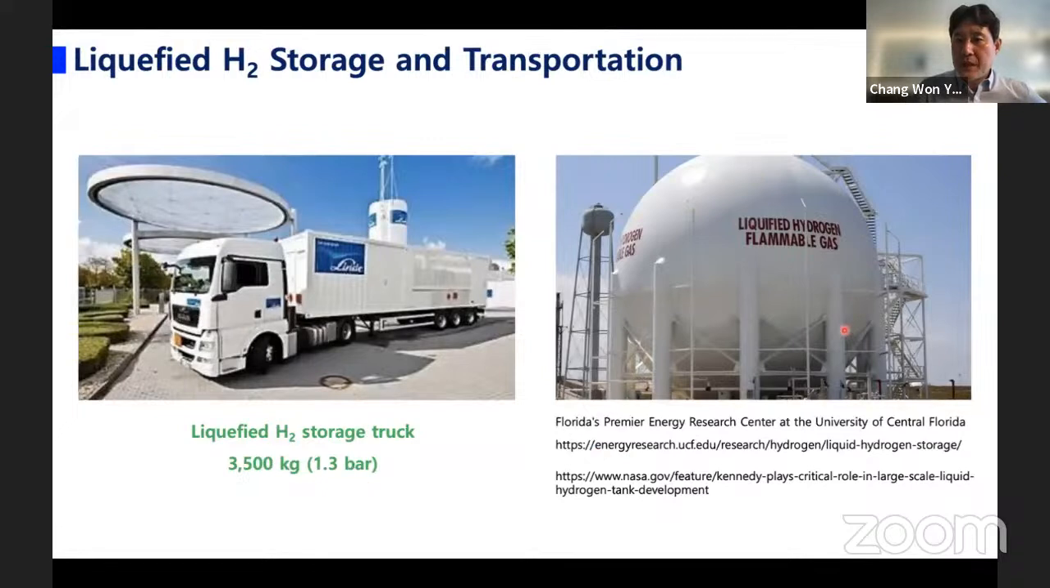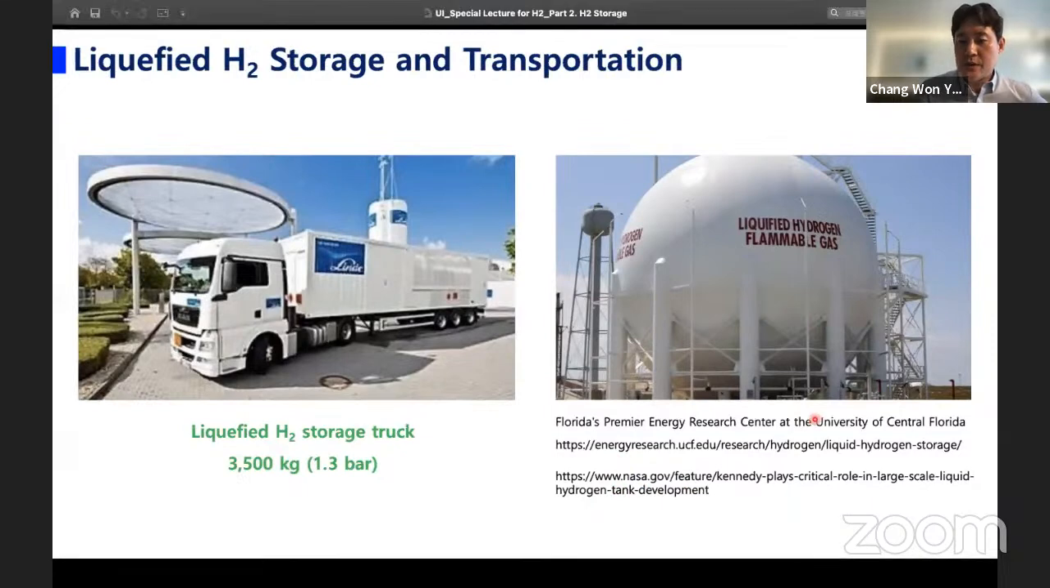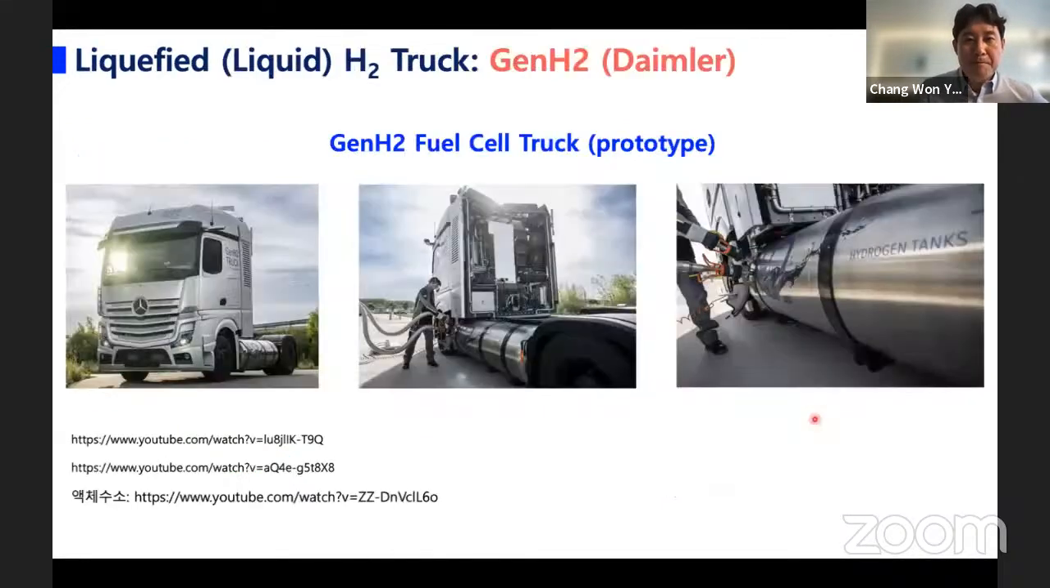And that picture shows a really big tank for storing liquefied hydrogen, which was constructed by NASA. NASA has this kind of big tank for rocket fuel. And this is a recent example: Daimler Group developed a hydrogen truck like this, and they refill it with liquid hydrogen to drive this kind of truck.